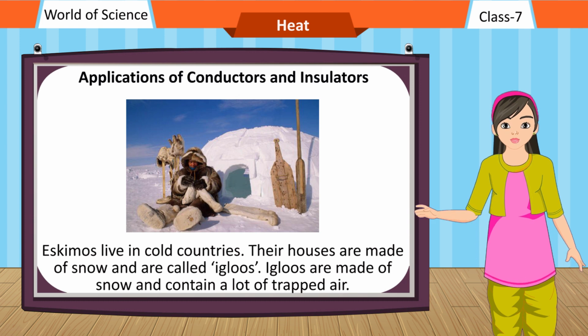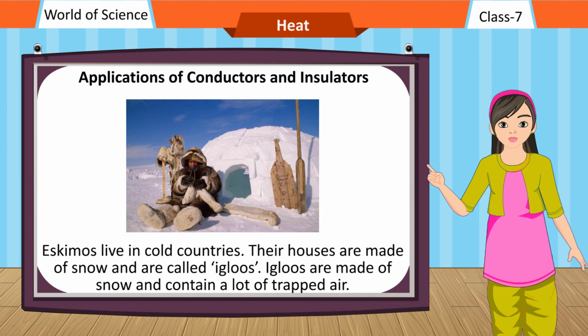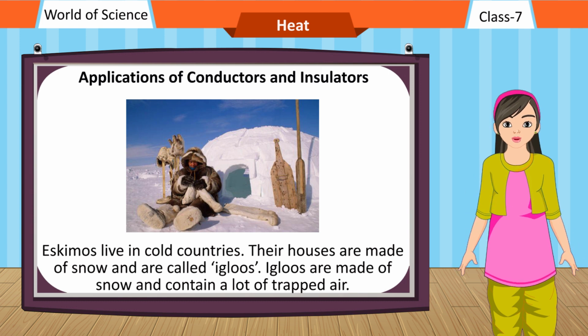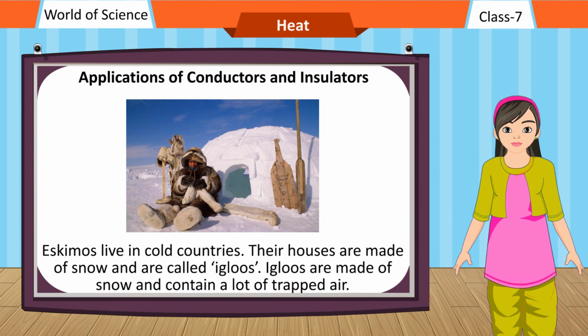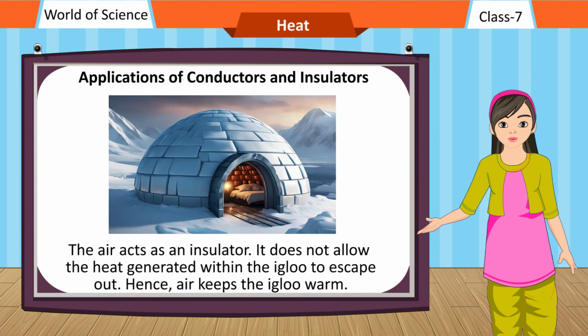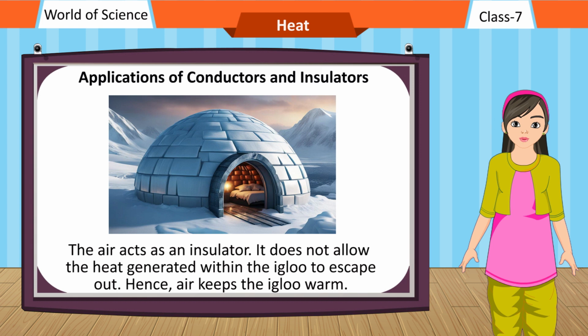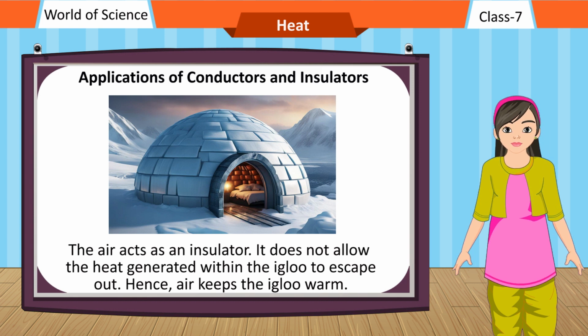Eskimos live in cold countries. Their houses are made of snow and are called igloos. Igloos are made of snow and contain a lot of trapped air. The air acts as an insulator. It does not allow the heat generated within the igloo to escape out. Hence, air keeps the igloo warm.